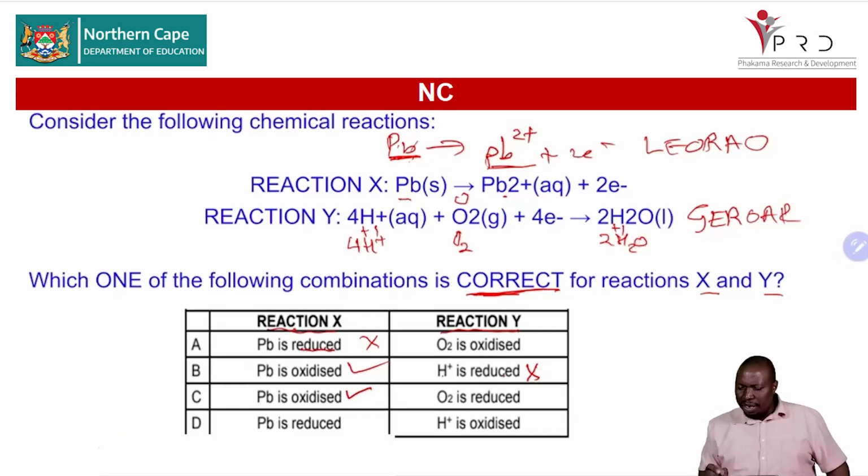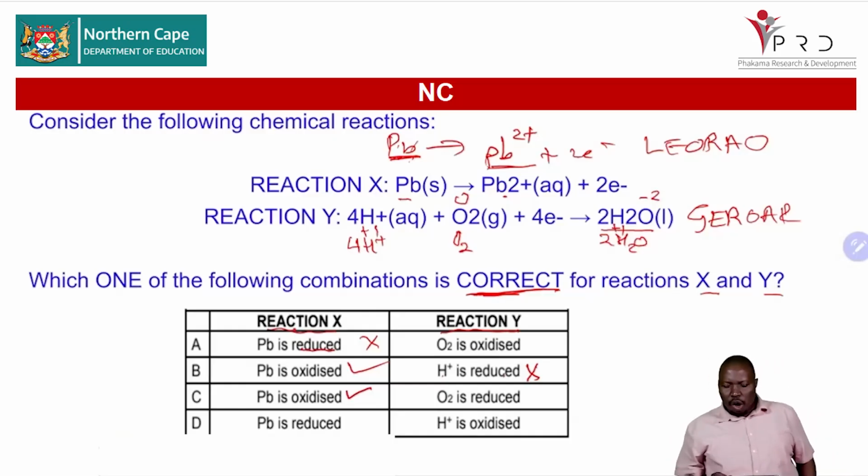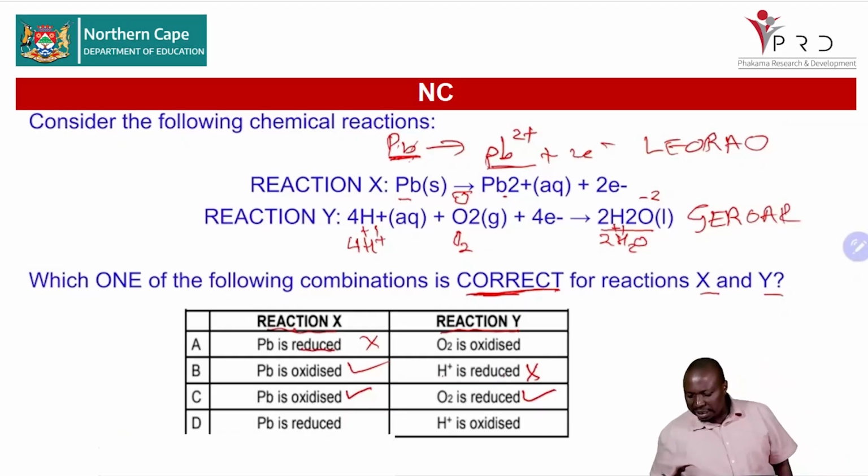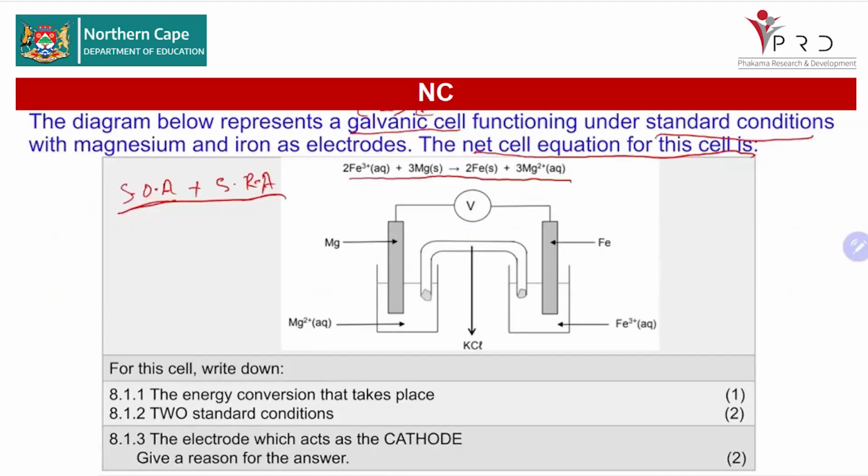But on this side, remember oxygen is group 16, which is -2. If it's in a molecule like that one, the oxidation number is -2. So you can see that oxygen moved from 0 to -2. Hence, we're saying O2 is reduced. So you're able to know that the correct answer is number C, and you choose it with confidence, and you are able to know that you are doing the right thing. So that was the paper from Northern Cape, the multiple choice.